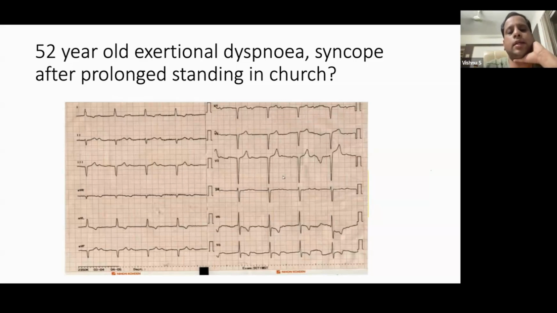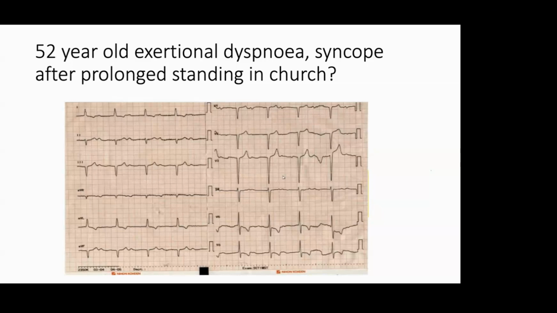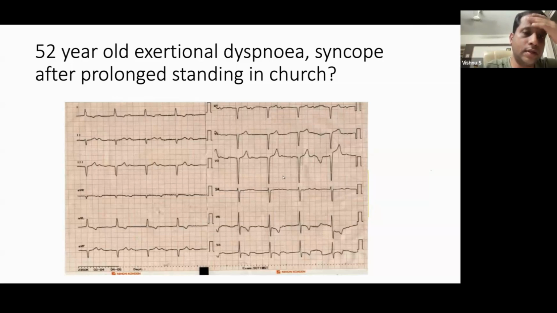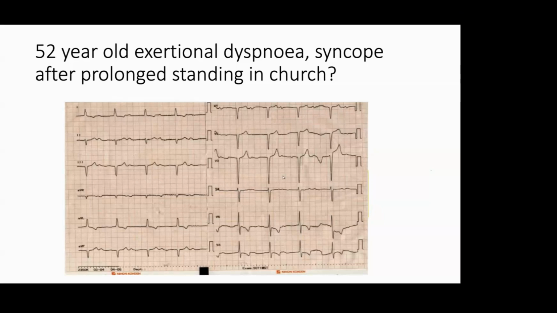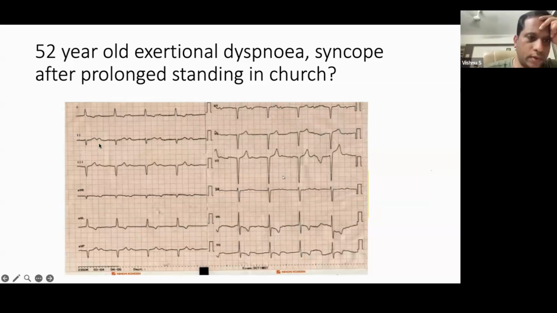Can anyone tell the ECG? First degree heart block. Yes, correct. What is the PR interval in this patient? Almost 0.6 seconds. Yes, so this is around 300, it's around 200. Yes, it's very large.